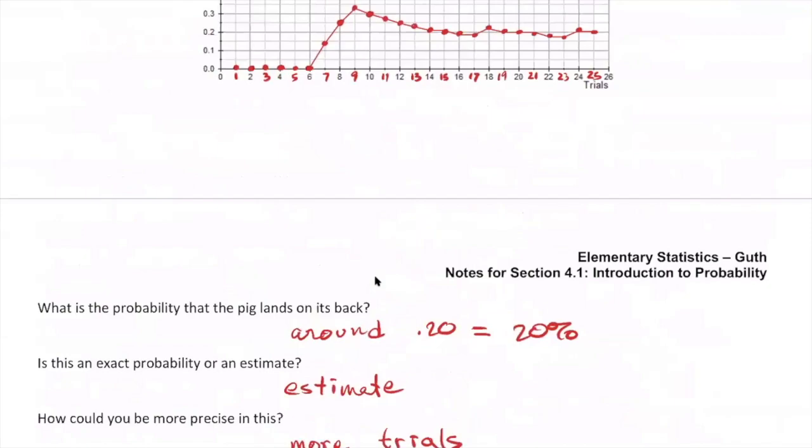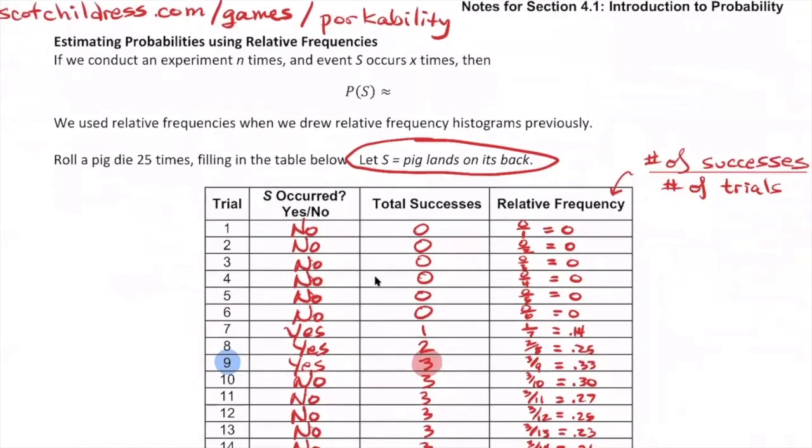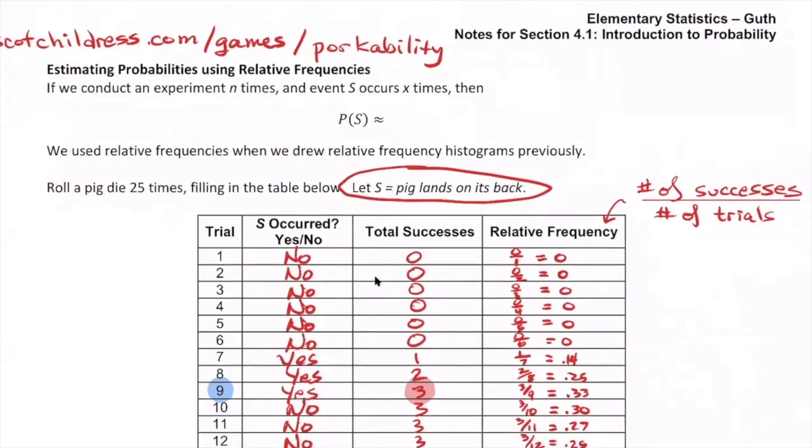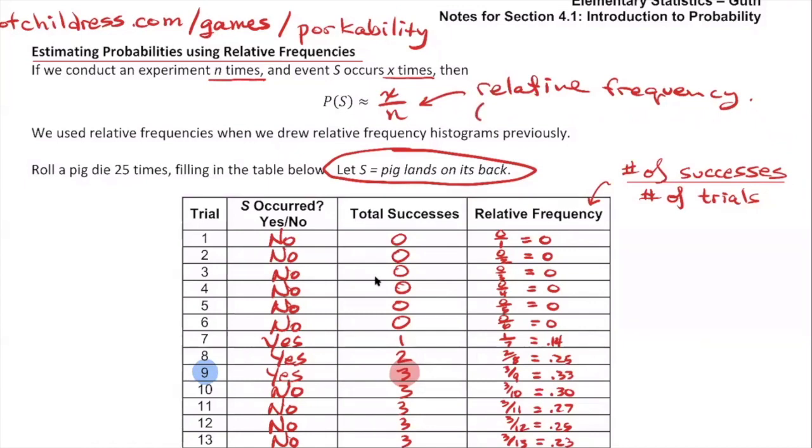Okay, so going back up, I think I skipped something. So go back to the previous page. Okay, so it says estimating probabilities using relative frequencies here. And it says, if we conduct an experiment n times and event S occurs x times, then the probability of success is just x over n. Again, that's called a relative frequency, and it's just an approximate probability.